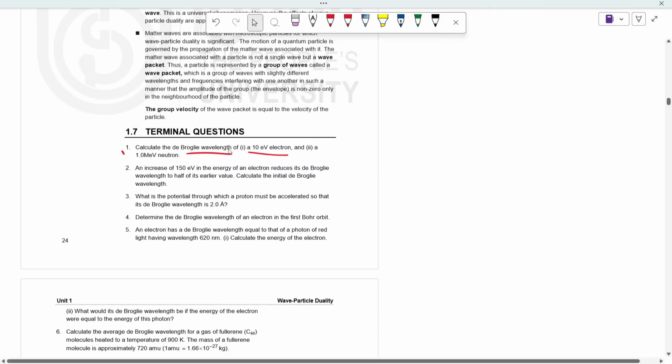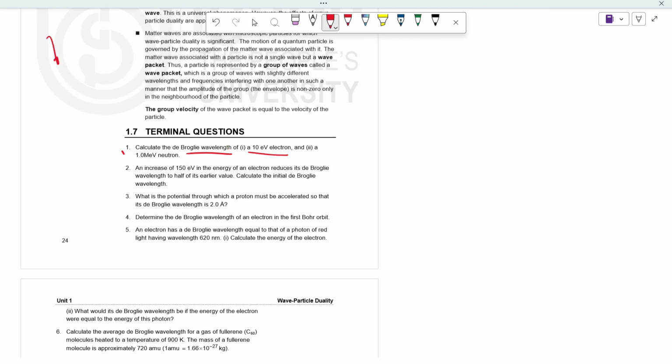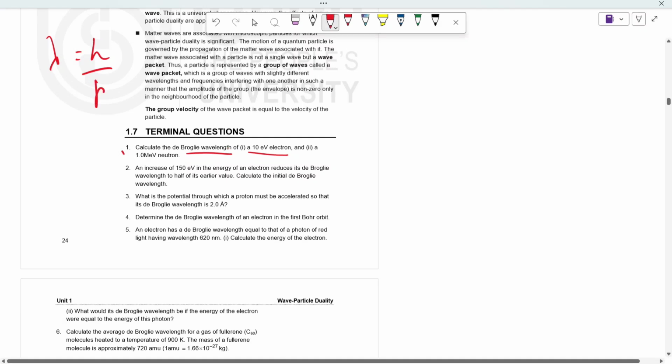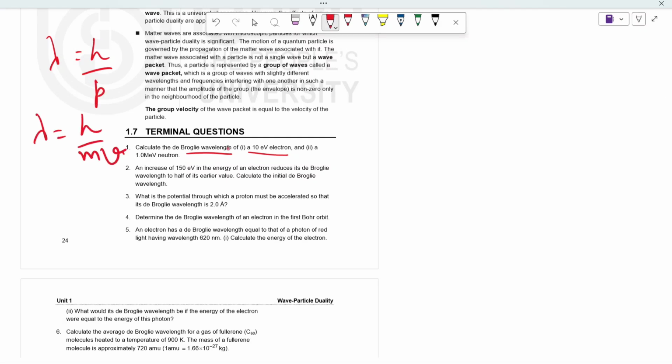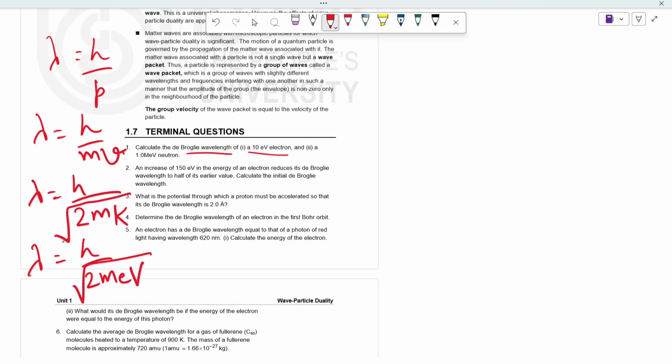The first formula is lambda is equal to h by p. Second formula of de Broglie wavelength is h by mv. Third is h by root 2mK, where K is kinetic energy. Fourth formula is lambda is equal to h by root 2meV, where V is the potential. So all these formulas you should keep in mind while doing the numericals.